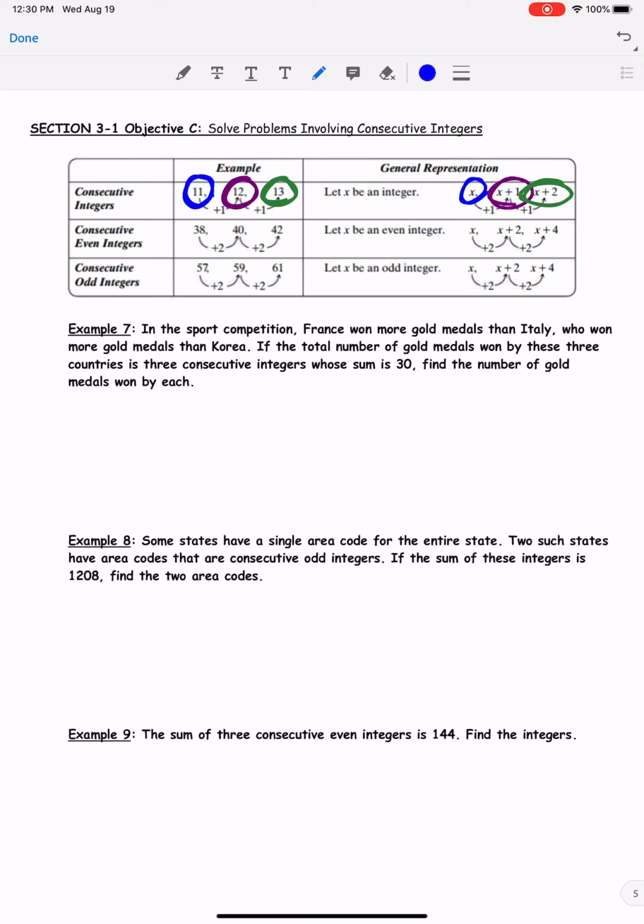So example 7. In the sports competition, France won more medals than Italy, who won more gold medals than Korea. If the number of gold medals won by these 3 countries is 3 consecutive integers, whose sum is 30, find the number of gold medals won by each. So the first thing we've got to figure out is who came in first place, who came in second place, and who came in third place.